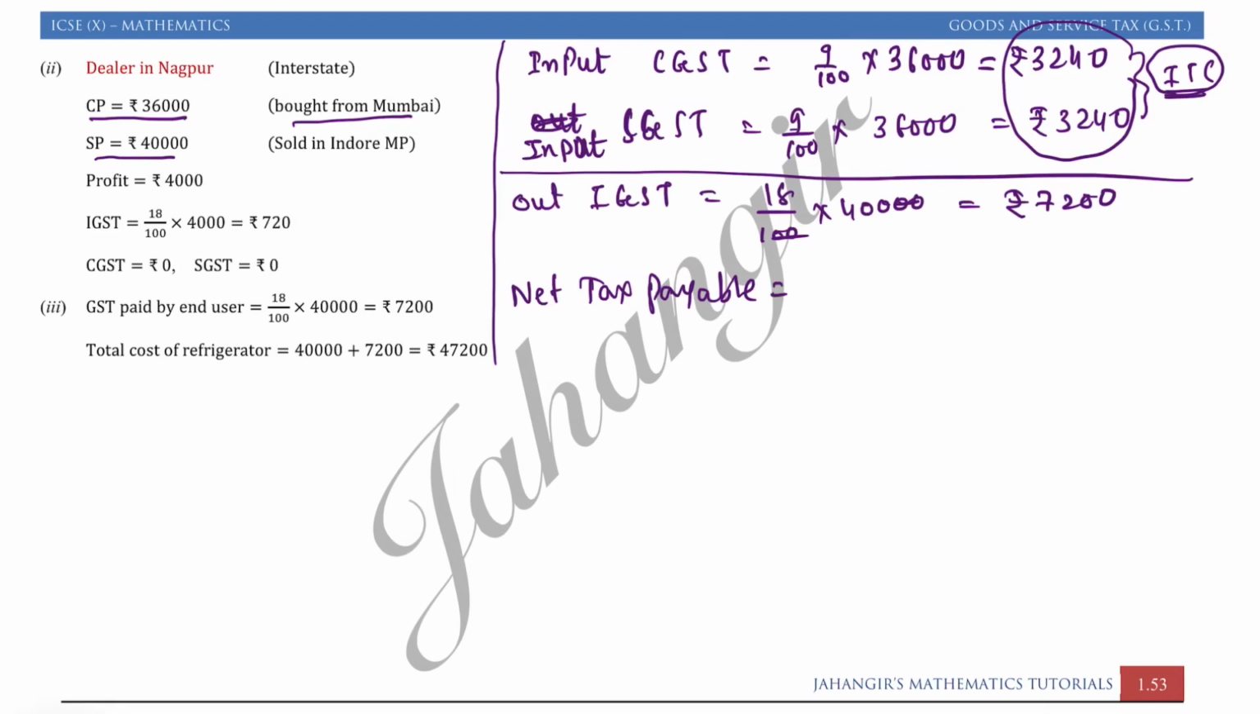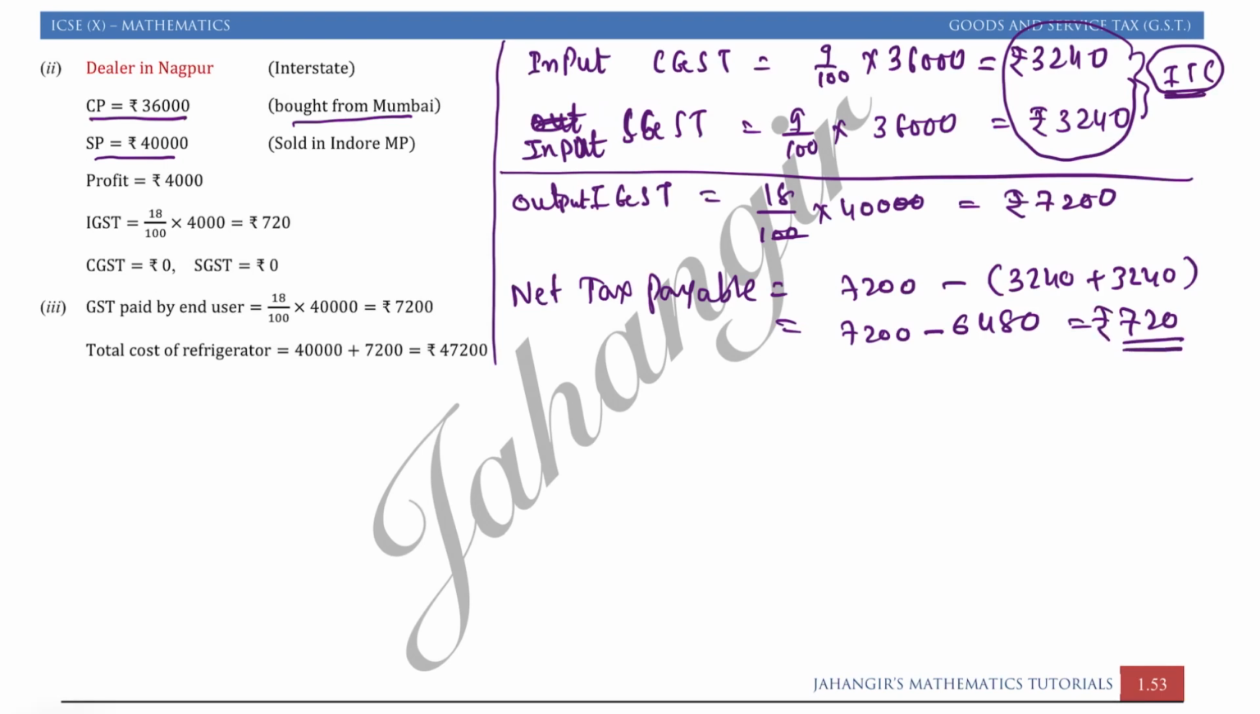is, in short, both CGST and SGST, whatever amount has been paid while purchasing, it will go against the output GST. So net tax payable is 7,200 minus 3,240 plus 3,240. So that is 7200 minus 6480. So finally the answer is 720 rupees. So net tax payable to the government is 720.